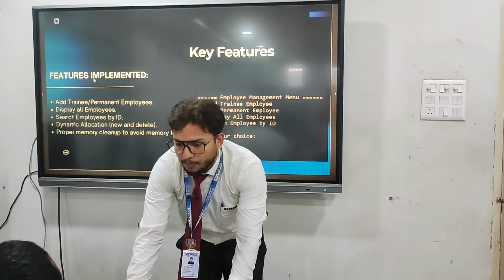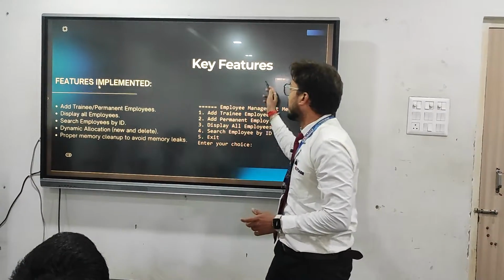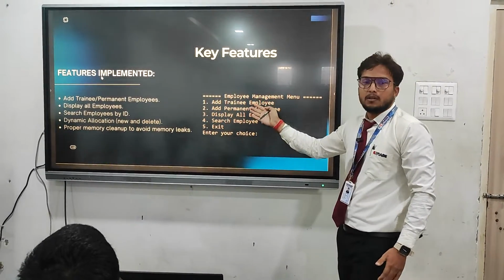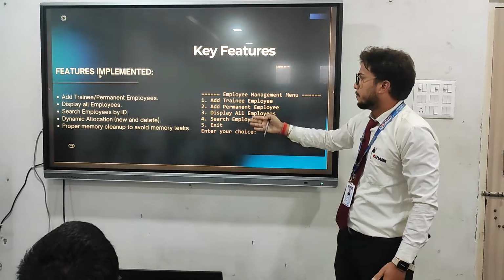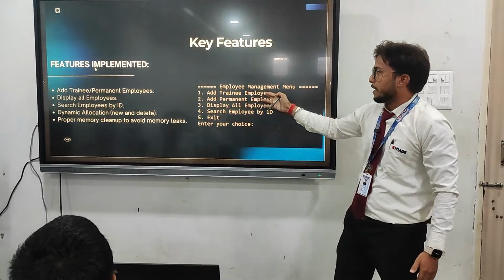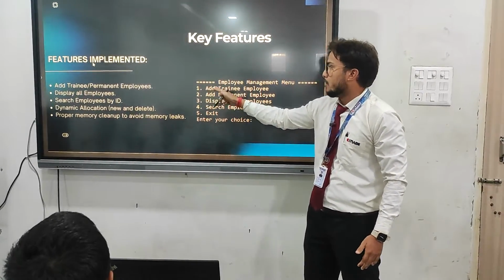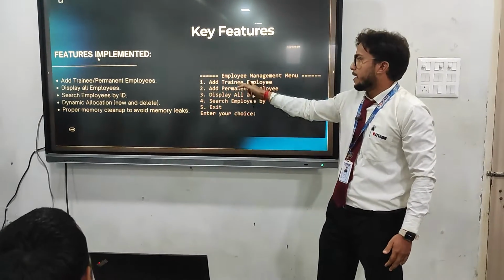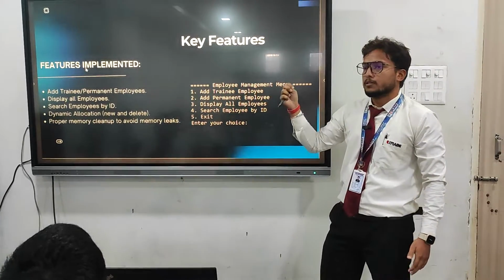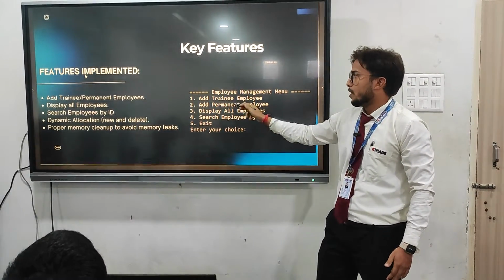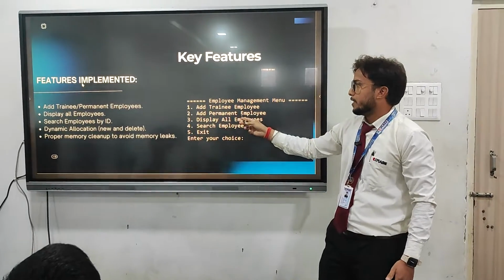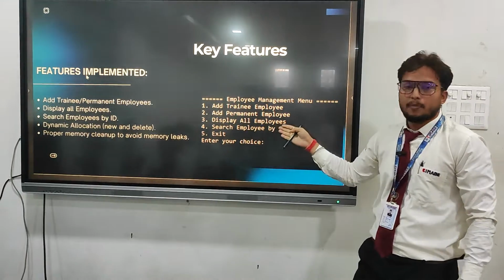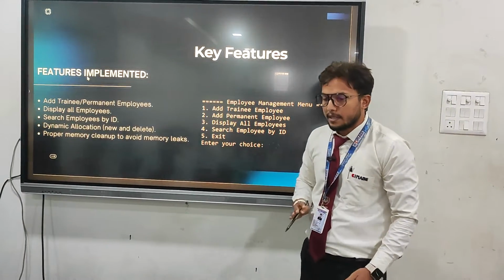Let's first run the program. So these are our key features. This is the menu that will be displayed on the screen. The first option is to add a trainee employee, which means there are two types of employee, trainee and permanent. The second option is for the permanent employee. Then we can display all the employees or search for an employee by ID, and the last option is exit.